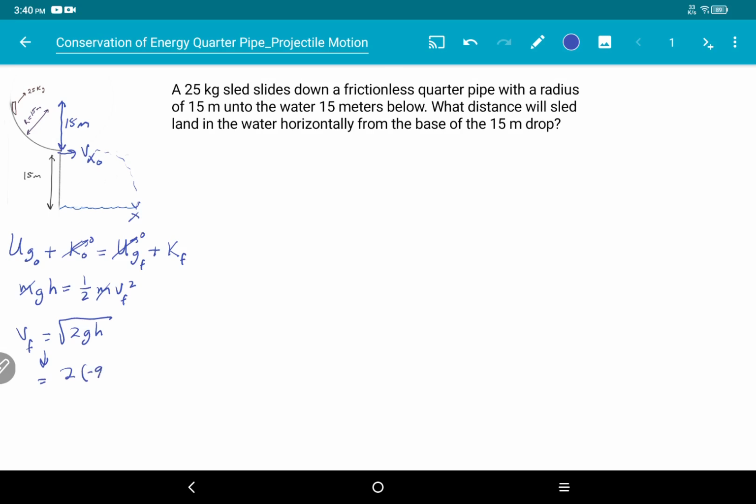So negative 9.80 meters per second squared times negative 15. And that's because, let's put our coordinate plane right at the end of the quarter pipe, that's 0. So therefore, in the y direction, y final is going to equal negative 15, if you could see right below the question itself. Negative 15 meters below. Back to the bottom here, square root, and that's going to give us a velocity of 17 meters per second. Okay?